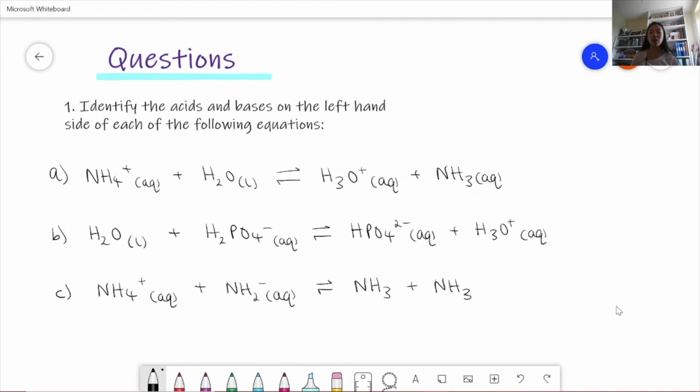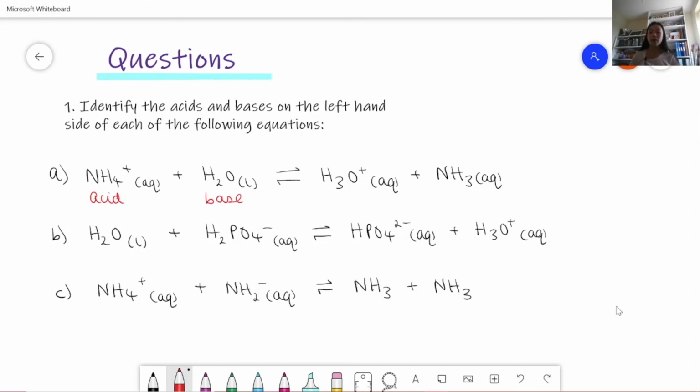Now we're going to look at some questions. So for question 1, identify the acids and bases on the left-hand side of each of the following equations. So now we need to remember the definitions of Bronsted-Lowry acid and Bronsted-Lowry base. A Bronsted-Lowry acid is a proton donor and a Bronsted-Lowry base is a proton acceptor. And so we see this NH4 plus is losing a proton. And so it must be the acid, because it's donating the proton to the water. And so water acts as the base.